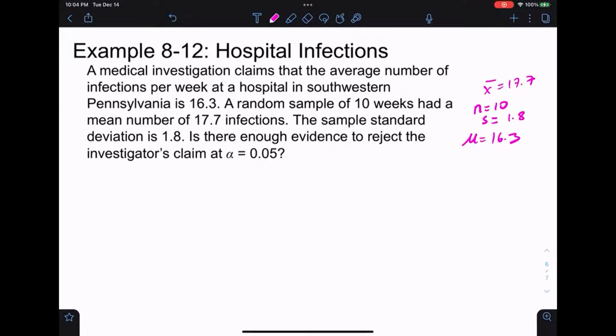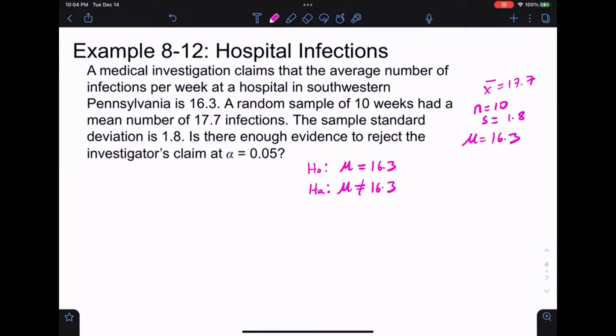Okay, so first I need to state my hypothesis testing, right? I need to state the claim and the null hypothesis. The claim is that the average number of infections per week at a hospital is 16.3. So they're saying that is, and the null is always is. So this is the claim: the mean equals 16.3. And the alternative hypothesis should be not equal to 16.3. Let's read one more time.